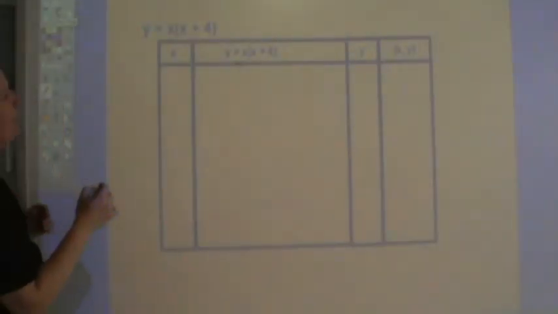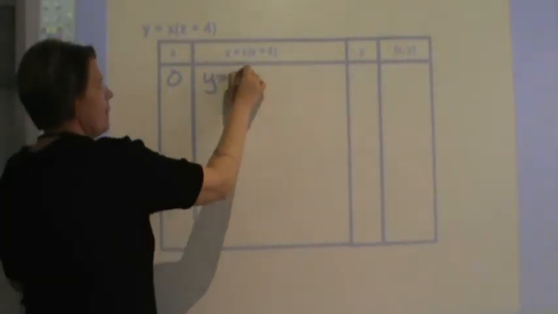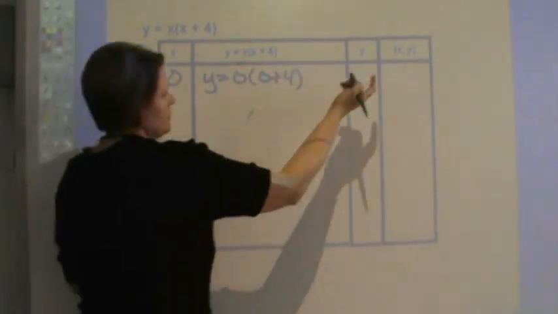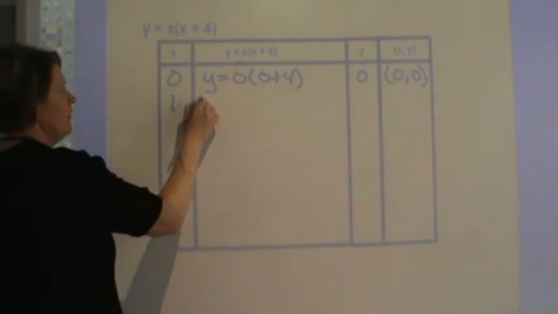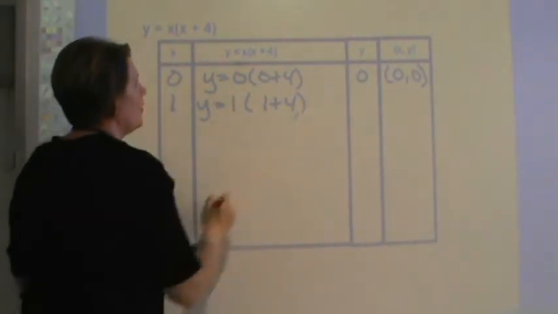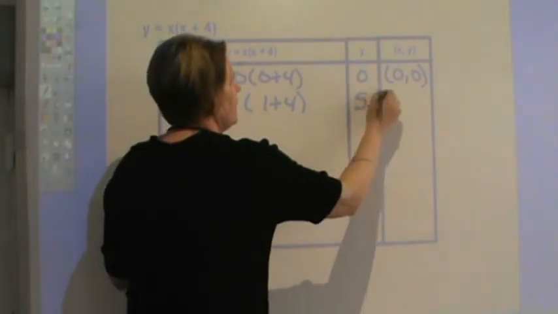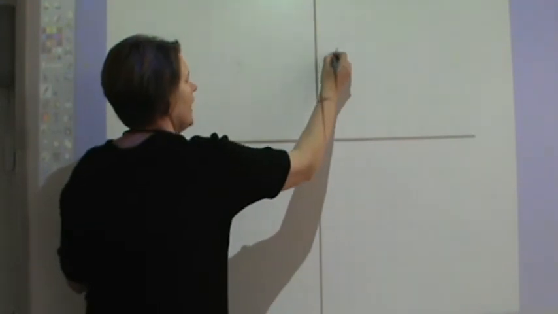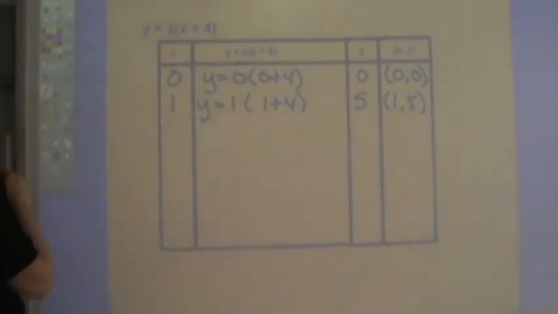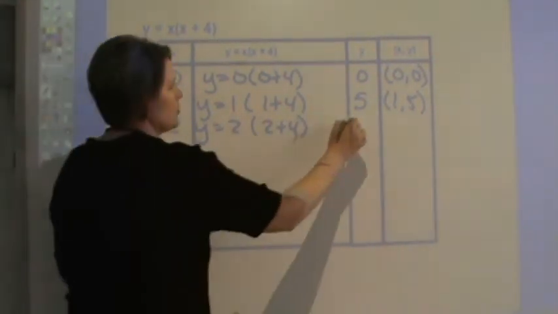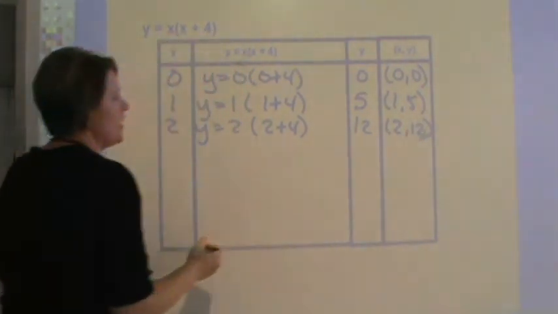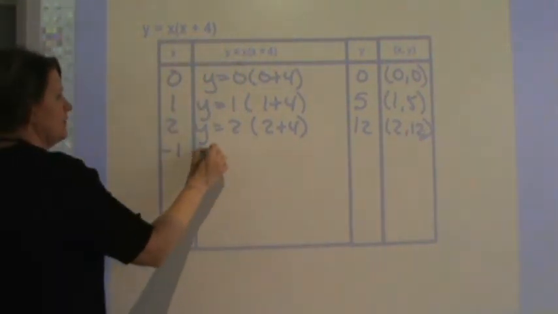Okay, let's try one more like that. So again, let's have x equals 0. So 0 times 4 is 0, so it's going through the origin. Alright, we don't know anything else, so let's just try 1. Alright, 1 plus 4 is 5, 5 times 1 is 5. So 1, 5. Okay, let's try 2. 2 plus 4 is 6. 6 times 2 is 12. Well, that's going to go off my graph. So let's go the other way. Let's go with -1.